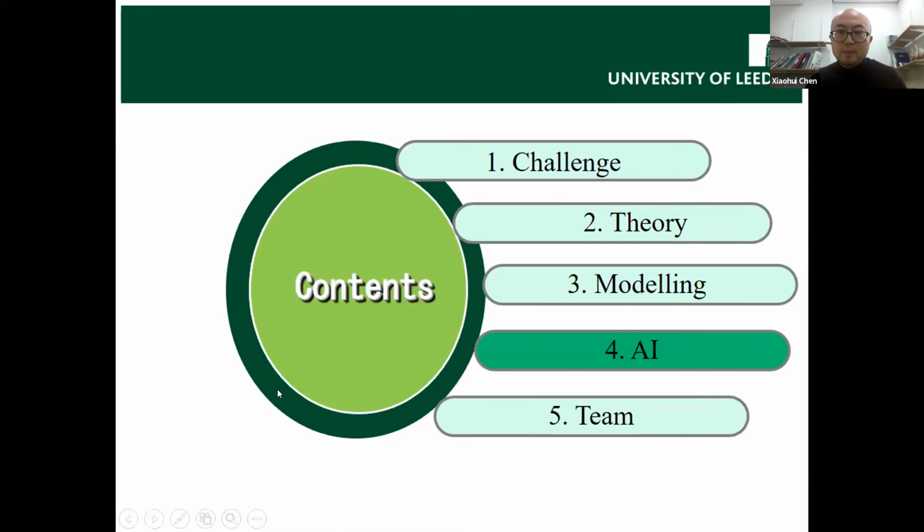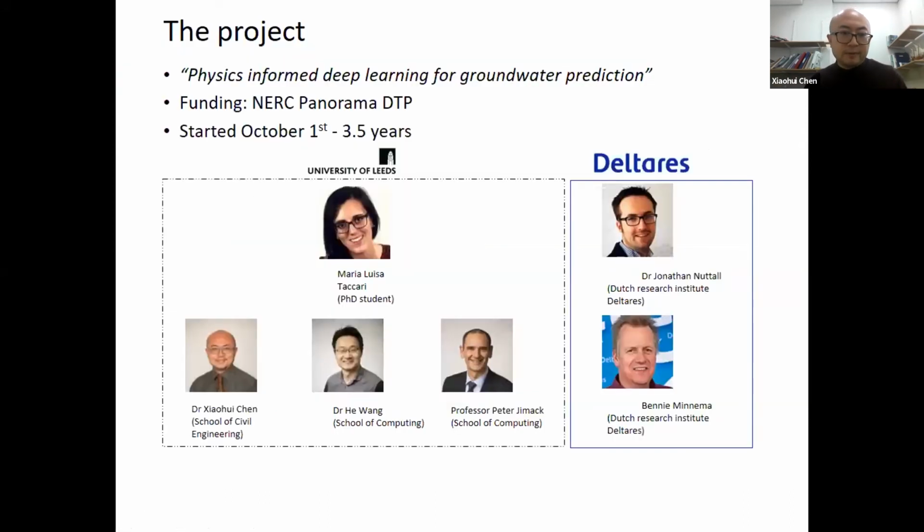We have physics modeling, and we have AI. AI has traditionally been criticized as a black box with no physical meaning. What we are trying to do is to develop physics-informed AI rather than classic AI. So we have a few projects.